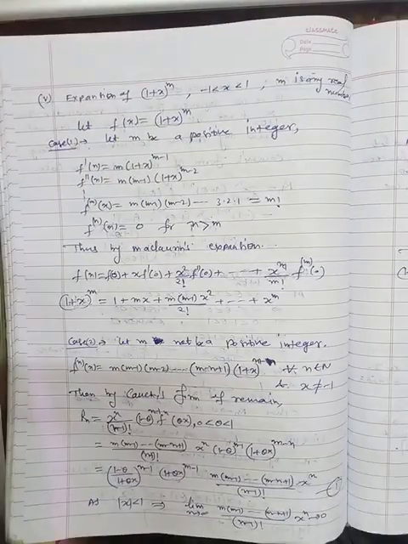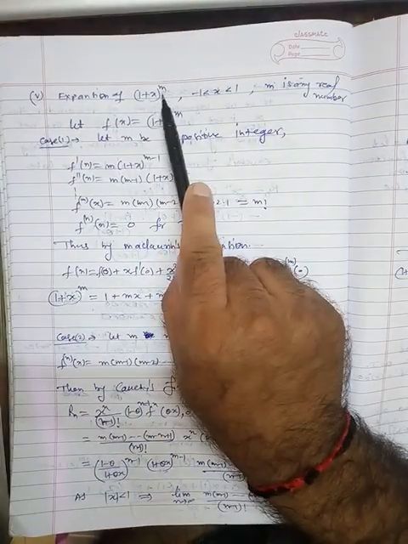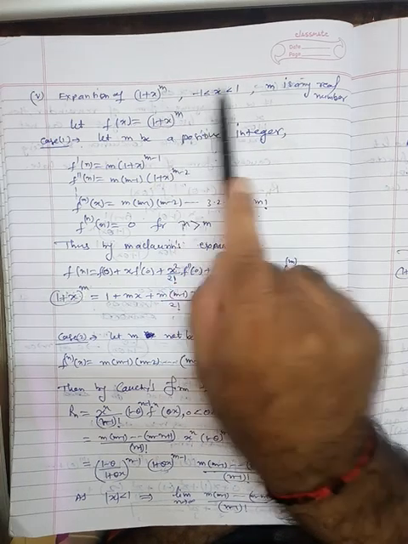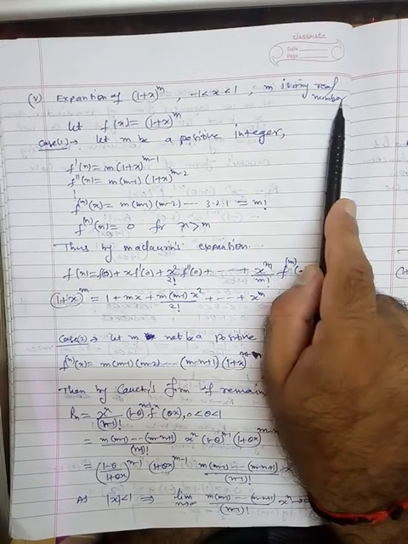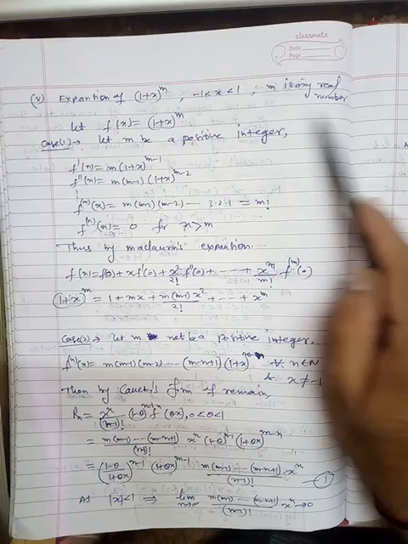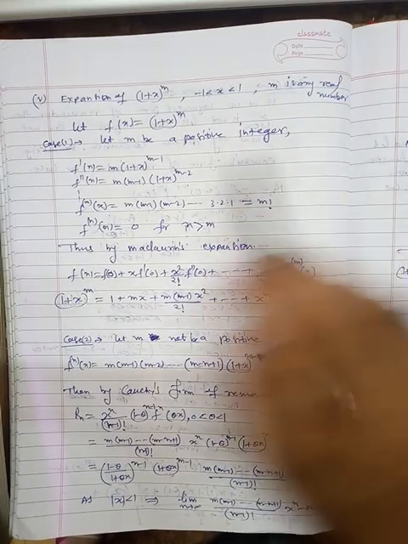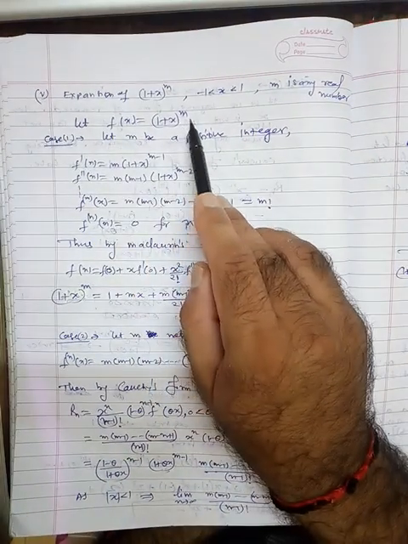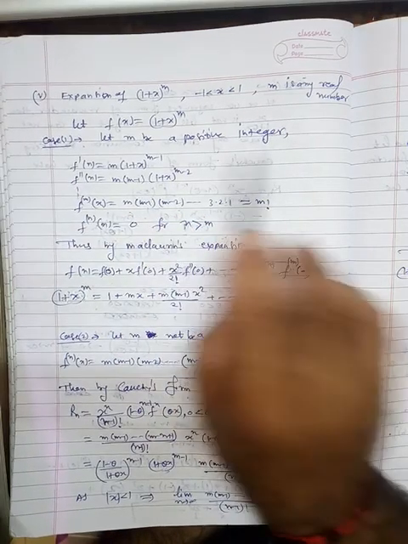This is the last expansion, of (1 plus x) raised to the power m, where x is in between minus 1 and 1 and m is a real number. Real number may be an integer, may be a non-integer, so we will take both these cases. So f(x) is (1 plus x) raised to the power m, and now here we have case 1 when m is a positive integer.